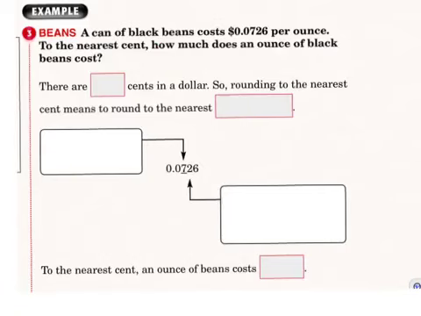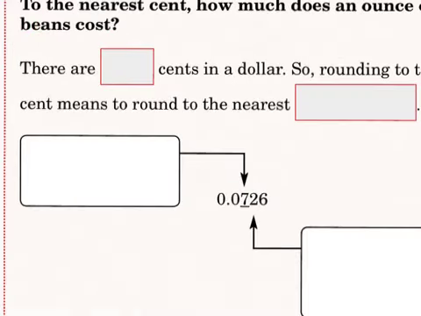So rounding to the nearest cent means to round to the nearest what? What do you think? There are 100 cents in a dollar. So rounding to the nearest cent means to round to the nearest 100. Okay, so we're going to put 100 here, and this should be 100. Ooh, barely fit there.